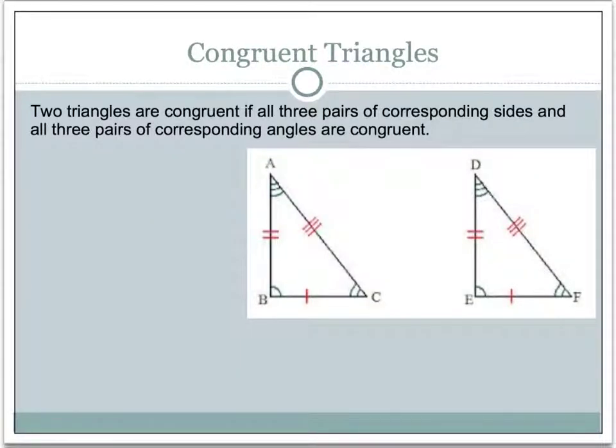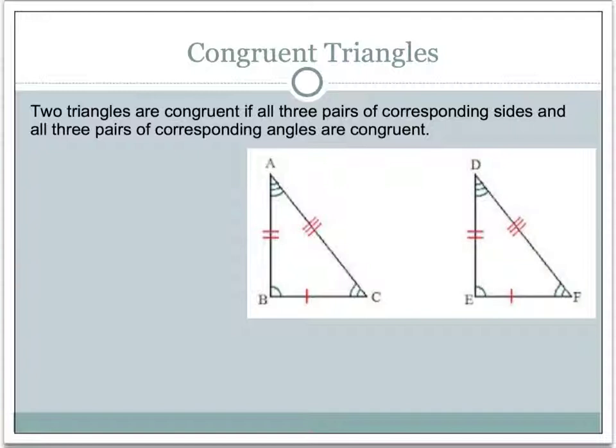Now let's get a little bit more specific. Let's look at the specific polygon, which is a triangle. Two triangles are congruent if all 3 pairs of corresponding sides and all 3 pairs of corresponding angles are congruent. So when we take a look at these two triangles, we know that segment AB is congruent to segment DE. Segment BC and segment EF are congruent. Segment AC and segment DF are congruent.